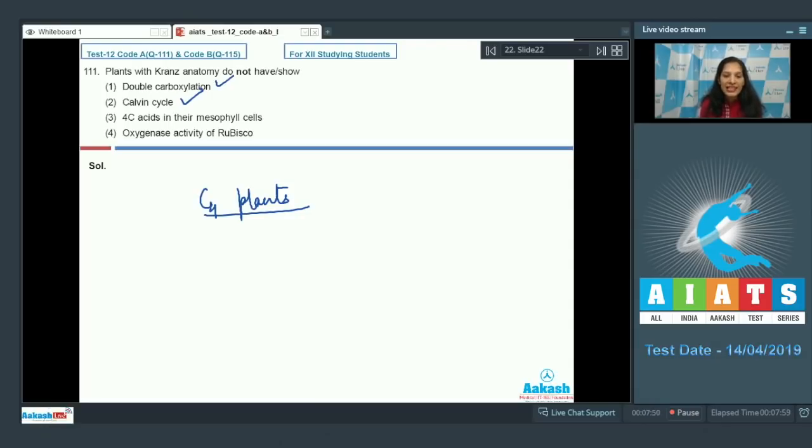4 carbon acids in their mesophyll cells: it is also true. Oxygenase activity of rubisco: no, oxygenase activity of rubisco leads to photorespiration, and the C4 plants lack photorespiration completely. They don't have oxygenase activity of rubisco. So the correct option for the given question is option number 4. Let's move to the next question.